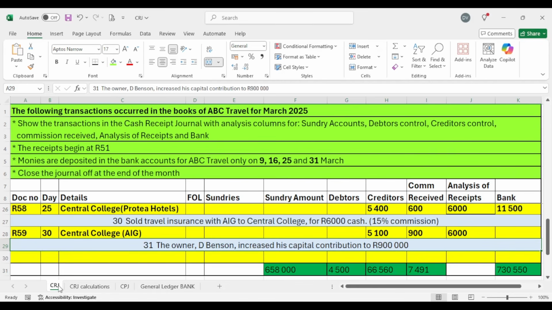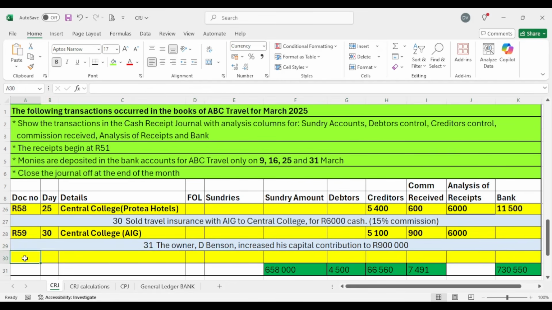Let's put it on our journal. Document number R60, the day is the 31st. My full value goes under analysis of receipt, 250,000. What was it for? It was for capital. We don't have a column for capital, so we are using our sundries. Under the detail, we'll put capital, our sundry amount, and under details, where did the money come from?